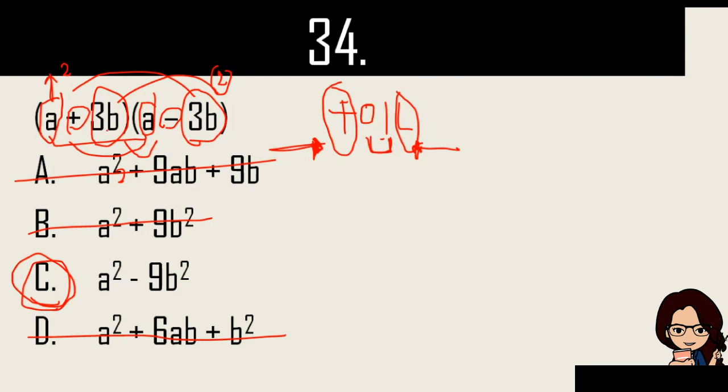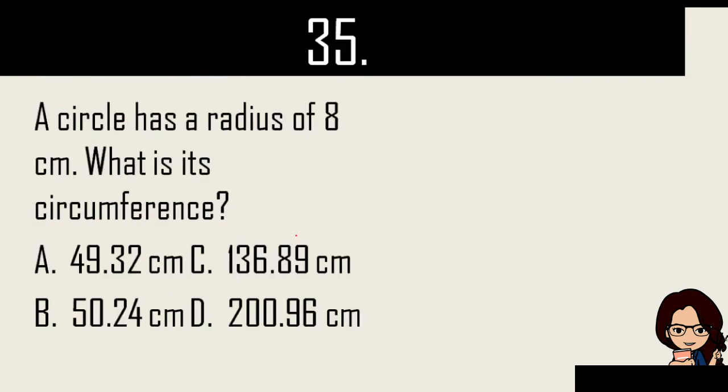So, again, when it comes to multiplying binomials, pagdating sa exam, look at the first and the last. Okay? Kasi kung sa options, isang option lang ang meron ng both first and last na sagot, edi yun na yung sagot automatically, hindi mo na kailangan i-solve lahat. Okay? Number 35, a circle has a radius of 8 centimeters. What is its circumference? Common na pinagkakamalian yung formula ng circumference sa area ng circle.